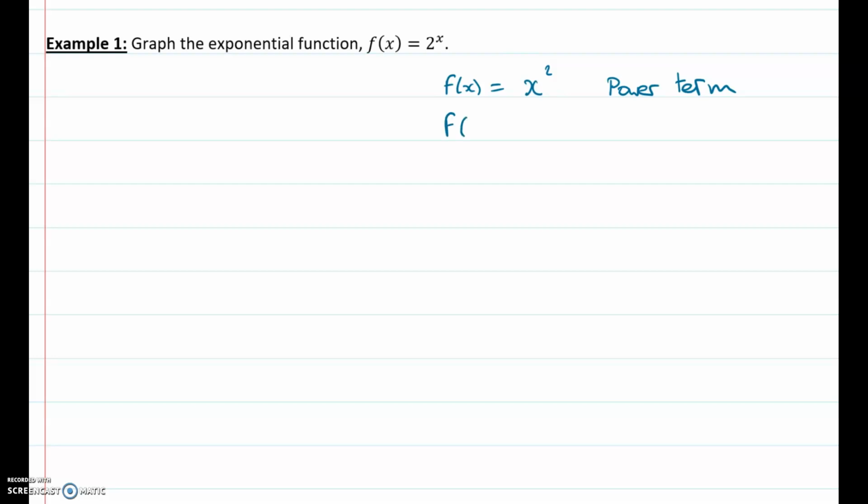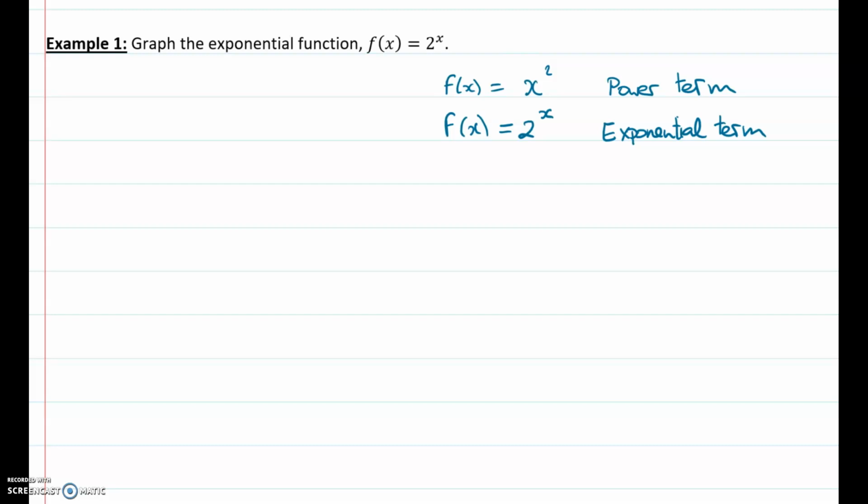Or in this case, a different f of x, the case we've got in this question, 2 to the power of x, that's an exponential because the x is in the power, the variable is in the power. So we've got the difference between a power term and an exponential term, something that sometimes can be glossed over and easy to forget. Okay, so let's get on with this problem now.